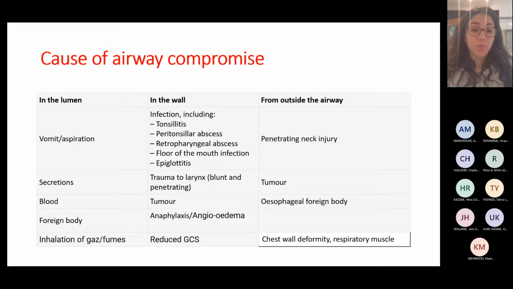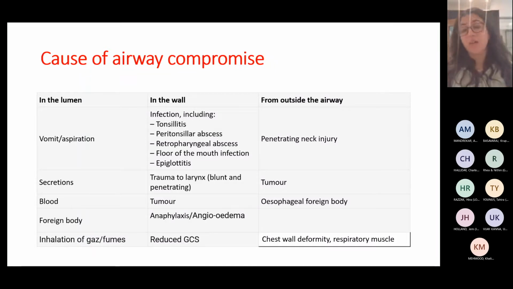Also, we can have trauma to the larynx, either by blunt or penetrating injury, or tumors of the larynx or the nasopharynx. We can have situations where angioedema or anaphylaxis arise, and there is swelling of the upper airways, causing the patient to not be able to breathe properly. Finally, patients might have reduced GCS and lose their airway when the muscles of the neck relax and the tongue falls backward.